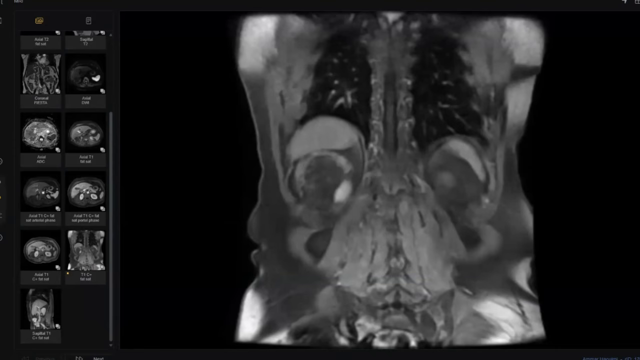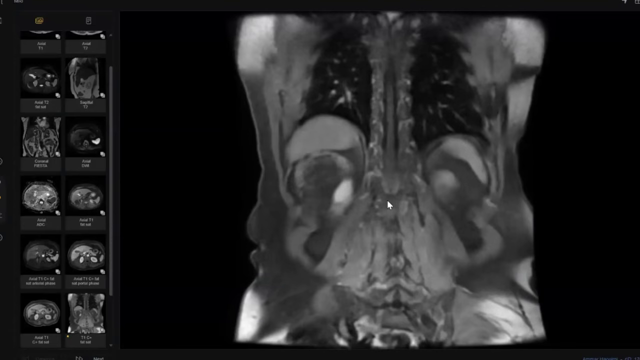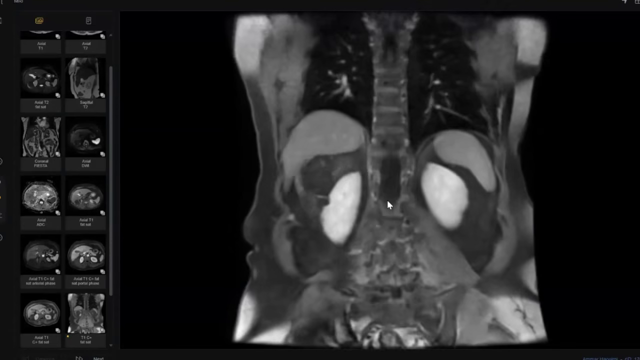Okay, sir, that can be something soft tissue. What else? Okay. Sir, that can be a malignant fat.